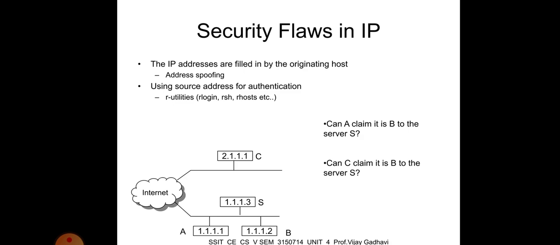Security flaws in IP, Internet Protocol. The IP addresses are filled in by the originating host. For example, address spoofing. Using source address for authentication, utilities like rlogin, RSH, and rhosts are used for authenticating source address. This is a general formation of your security flaws and respective IPs.